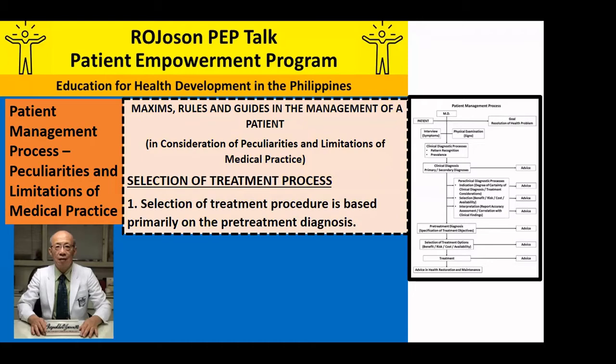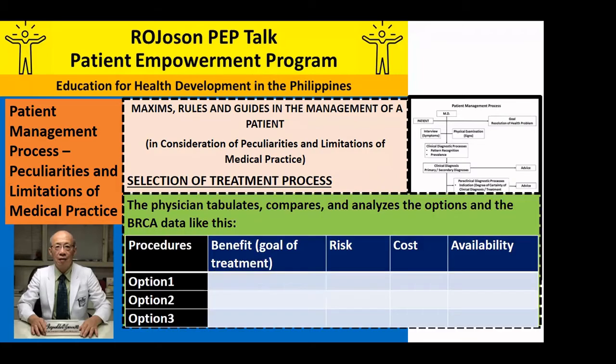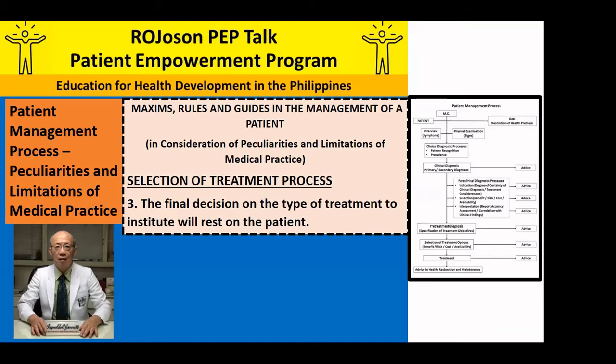Selection of treatment process. The selection of treatment procedure is based primarily on the pre-treatment diagnosis. Select the most cost-effective treatment for the patient by doing the following: tabulating, comparing, analyzing the different options placed in the first column, and then give the BRCA data: benefit, risk, cost, and availability. The final decision on the type of treatment to institute will rest on the patient. So the doctors will have to get the informed consent, or informed refusal if the patient does not want to.